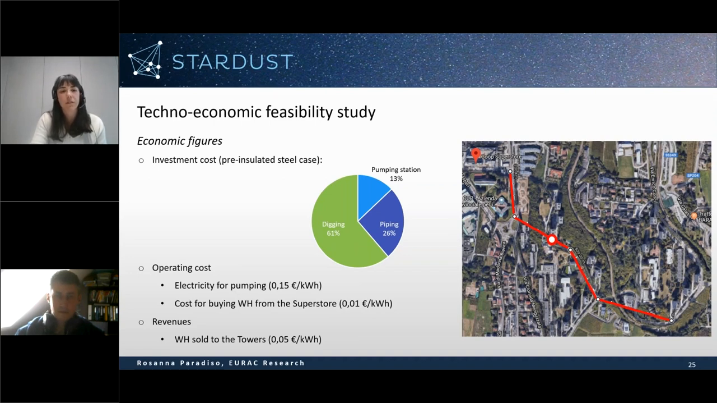And then let's have a look at the economic figures. In the case of pre-insulated steel piping, the investment costs have this distribution. Let's say we have the pumping station, whose cost includes the heat exchanger, the pumps, the collectors, the valves and so on, then the piping, in this case pre-insulated steel pipes, and the digging.